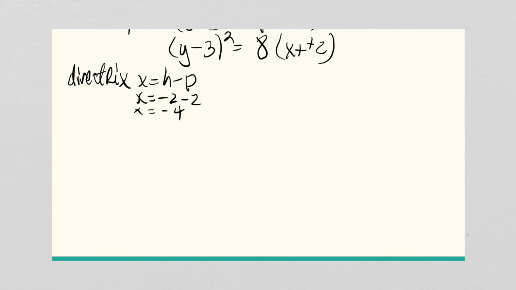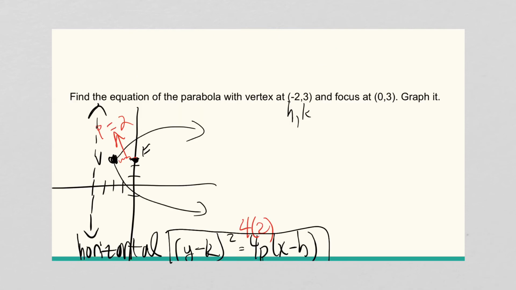(y - 3)² = 8(x + 2), since x minus a -2 becomes x plus 2 squared. And my directrix line is h minus p, so -2 minus 2, which is x equals -4, which is what I have graphed right there.